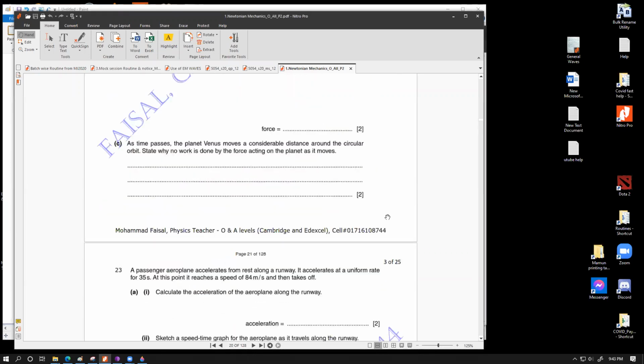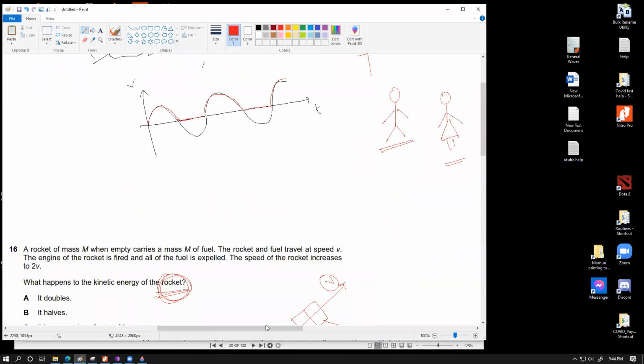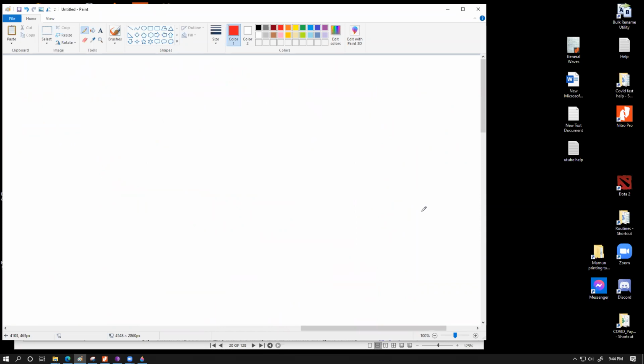As time passes, the planet Venus moves a considerable distance around the circular orbit. State why no work is done by the force acting on the planet as it moves. I said this is pretty simple. I'll help you. The definition of work is given by this expression. Work done equals force into distance covered in the direction of the force, which means the force and the displacement have to be in the same alignment.